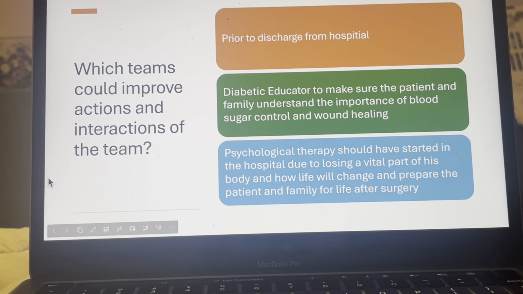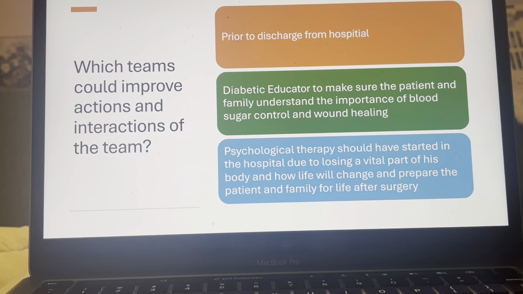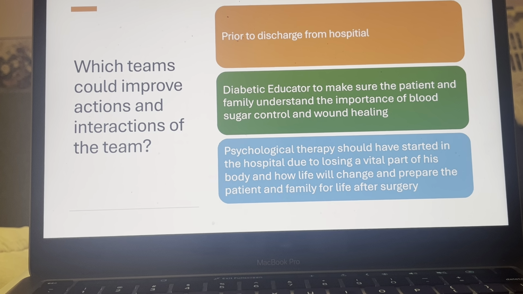Which teams could have improved the action and interaction of teams? Well, I think the hospital dropped the ball. It happens all the time. They could have had a diabetic educator come and talk to the patient while he was in the hospital prior, to make sure that he understood why he needed to keep the sugars low. They could have had psychological therapy, somebody come speak with him. He's losing a vital part of his body, how life will change, and prepare the patient for life after surgery.